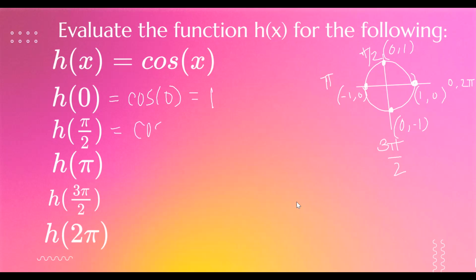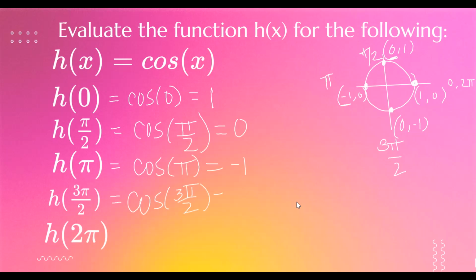This becomes cosine of pi over 2 for our second one. So what is the x value at pi over 2? That's 0. What is cosine of pi? What is the x coordinate? That's -1. What is cosine of 3 pi over 2? The x coordinate is 0. And h of 2 pi just really means find cosine of 2 pi. And if we look at 2 pi, that's right where we started, a whole rotation, cosine is 1.